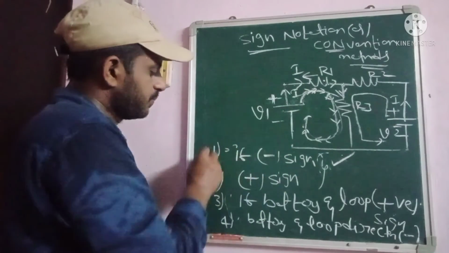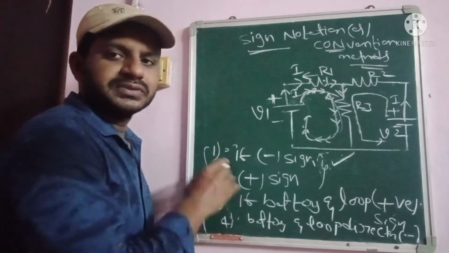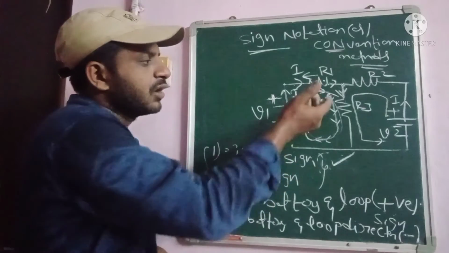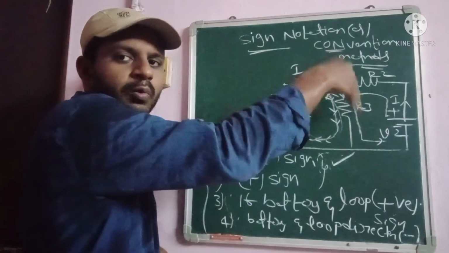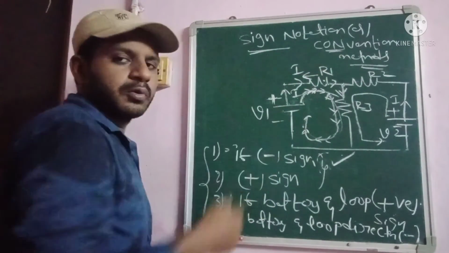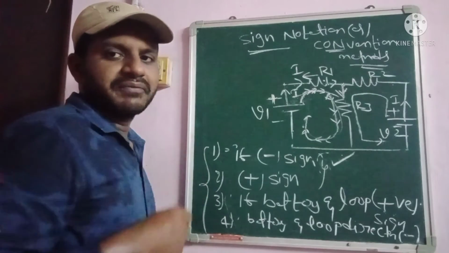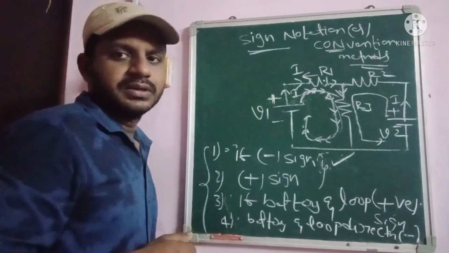So these are the four different types of sign notations for calculating the current in the entire loop of the circuit, with the help of Kirchhoff laws.